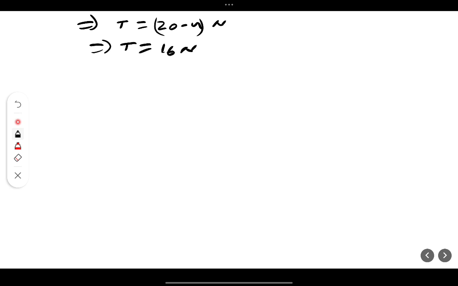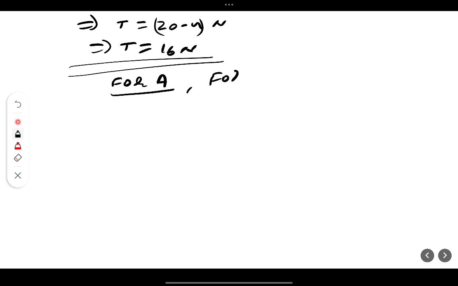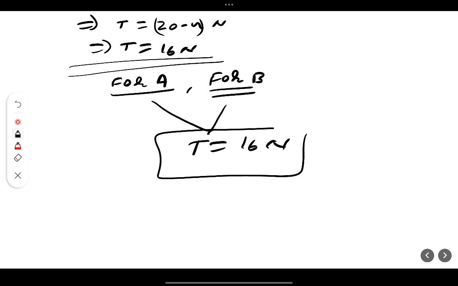So in both cases, after introduction of pseudo force, for A in the inertial frame as well as for B in the non-inertial frame, we get the same result: T is equal to 16 Newton. This is why pseudo force was introduced, in order to make Newton's law valid for all these situations.